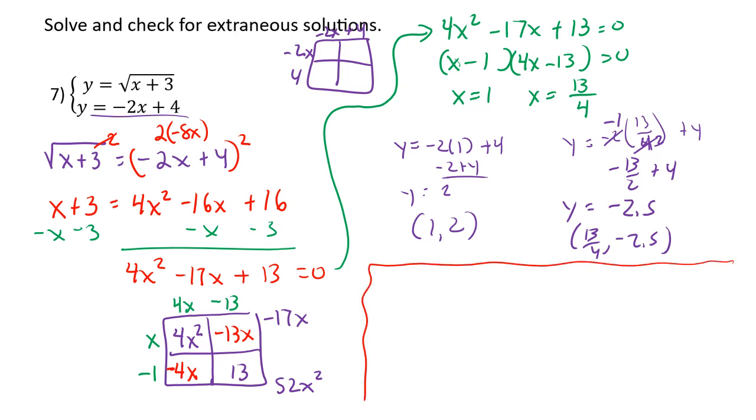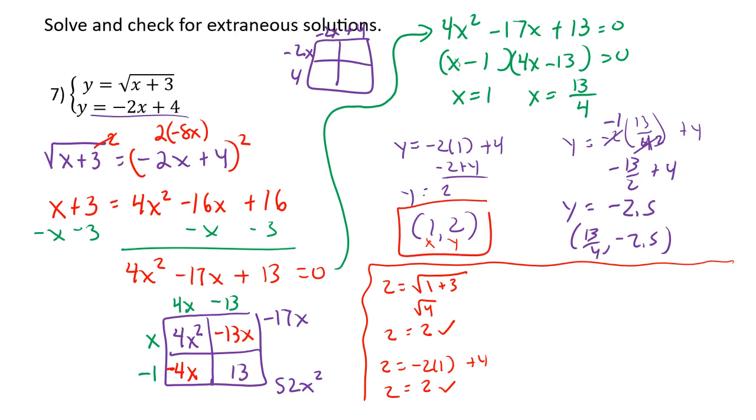So I'm going to plug my first one in. So y, 2, goes into the y, and 1 goes into the x. It's going to give me the square root of 4. Square root of 4 is 2, so that makes sense. Plugging into the second one. 2, negative 2 times 1 plus 4. That gives me 2, so that makes sense. So this is definitely a solution.